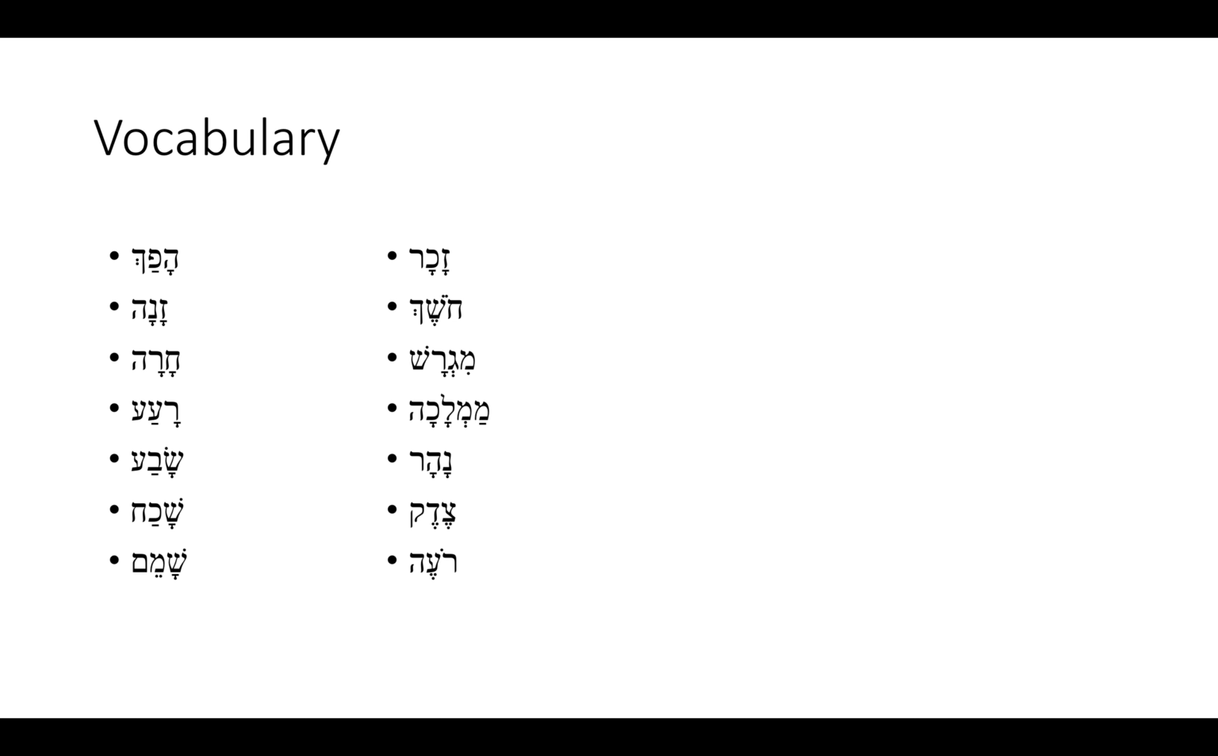Zakar, male or man. Hoshech, darkness. Migrash, open land or pasture. Mamlaka, kingdom, dominion, reign. Nahar, river or stream. Tzedek, righteousness, equity. Ro'eh, shepherd.